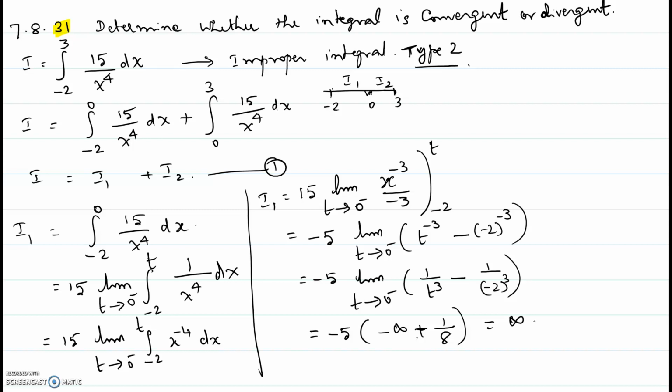Because the first integral turns out to be infinity, we don't even have to find out what the second integral is. In this case, I being I1 plus I2, I1 is infinity already. So we can conclude the improper integral is divergent.